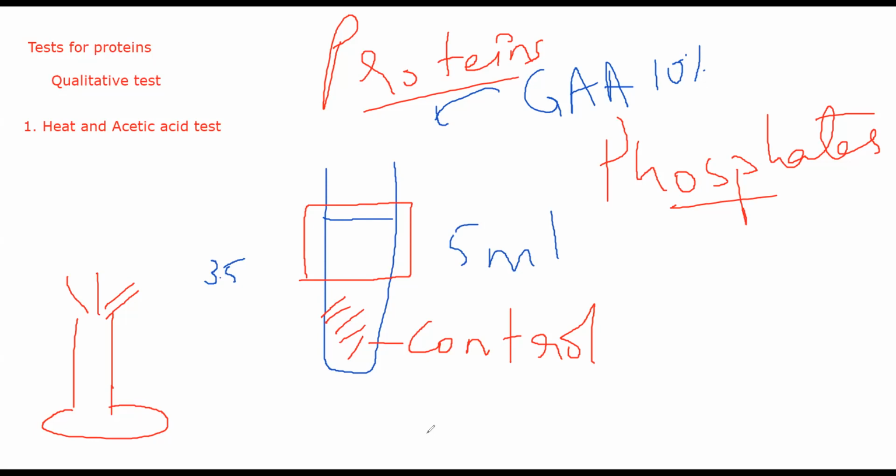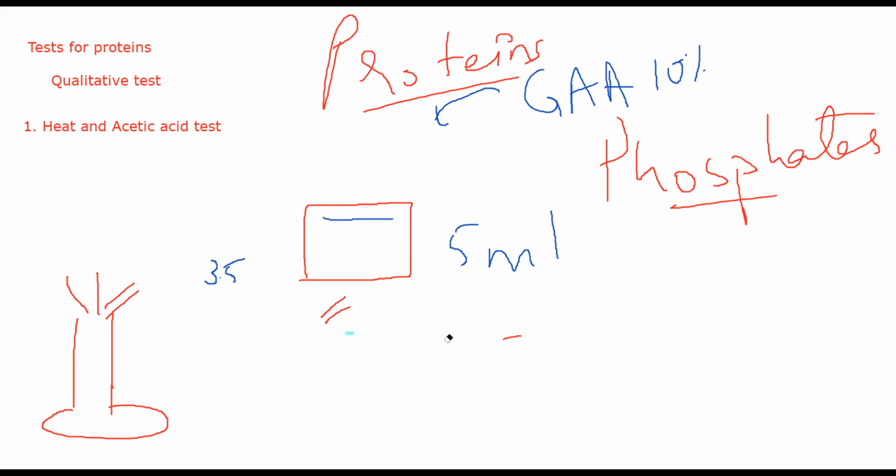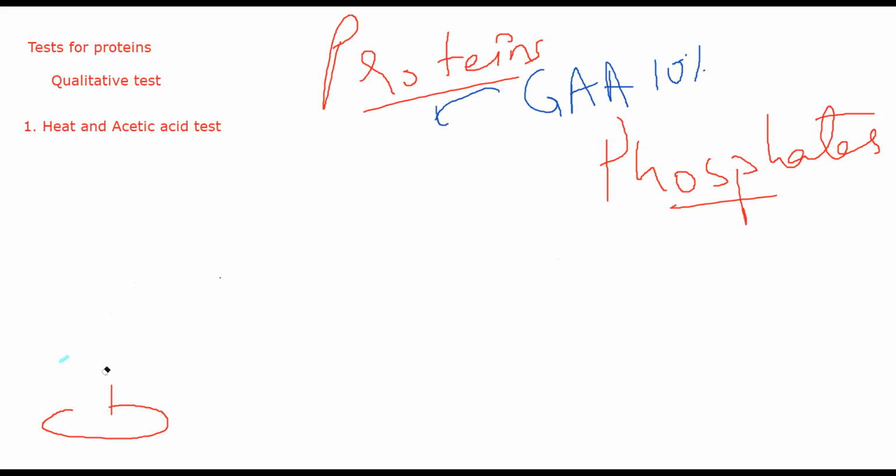Once a little turbidity or precipitate appears, you add a few drops of 10% acetic acid. If the precipitate formed upon heating stays, it is because of proteins. If it disappears once you add acetic acid, it was because of phosphates rather than proteins. Now the interpretation of this test will be like this.